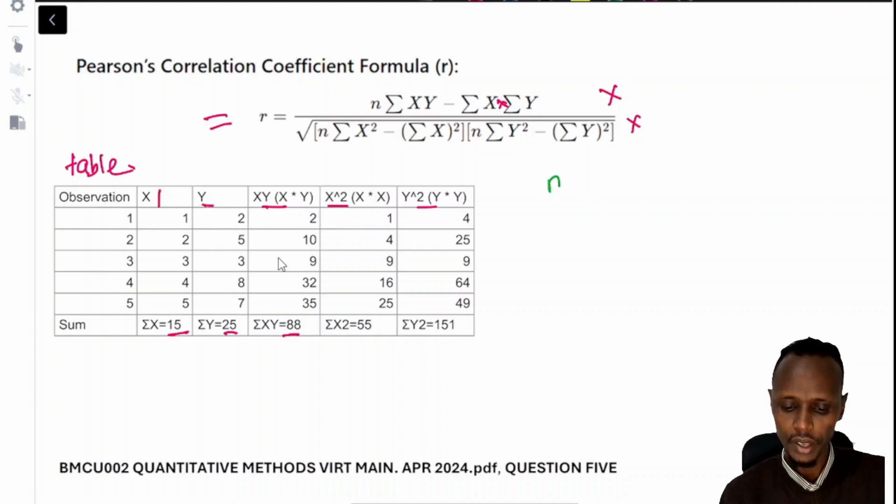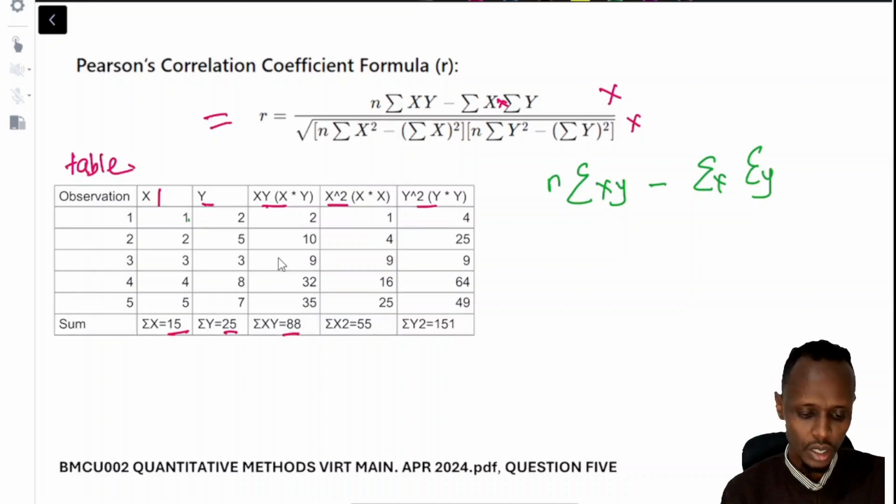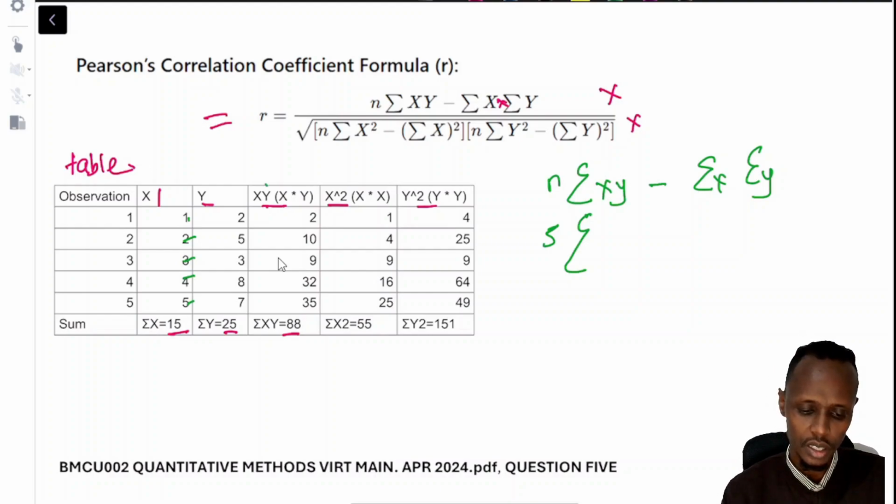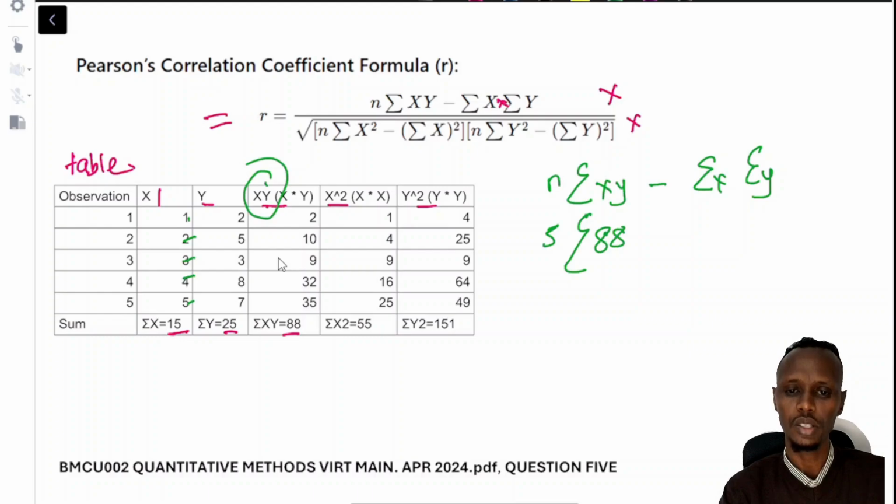The first one is n times the sum of xy, minus the sum of x times the sum of y. Here n is 1, 2, 3, 4, 5, so our n is 5. What do we mean by sum of xy? Here it is: 88. You multiply x and y, and you take their sum. That is 88.